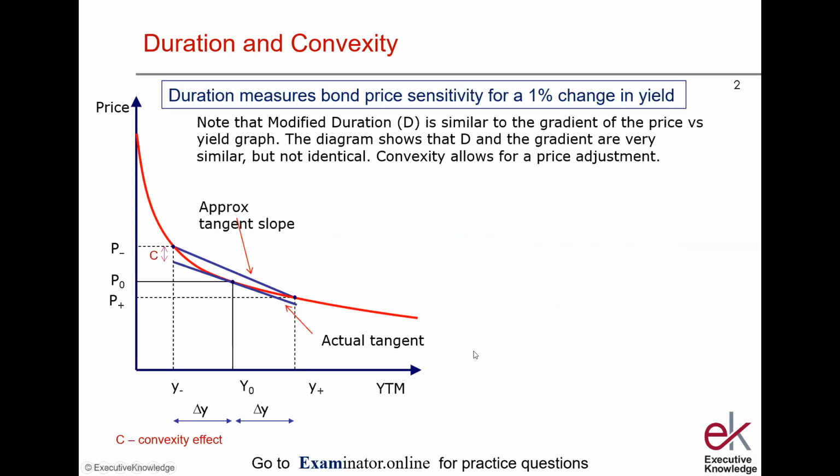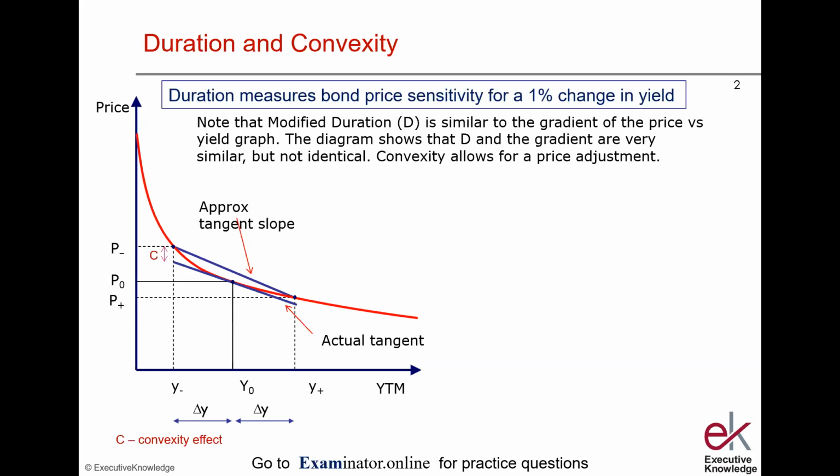Now, duration measures bond price sensitivity for a 1% change in yield, and these two are inversely related. That is, if yield goes up, bond price goes down. Yield goes down, bond price goes up. But by how much does the bond price move? Now, that's dependent on a number of factors that we'll consider in a moment. But if duration was 6, and there was a 1% change in yield, the bond price would move by 6%.